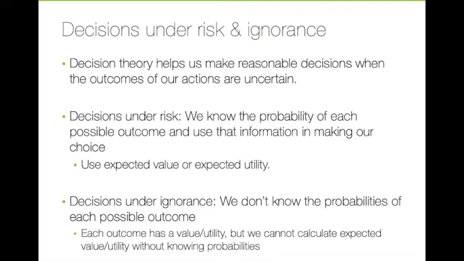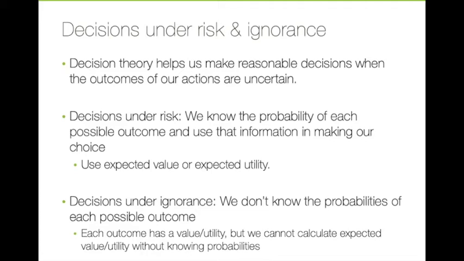So one kind of decision is the decision under risk. That's where we know the probability of each possible outcome, and we use that knowledge when we make our choice. That's what's going on when we use expected value or expected utility and compare the expected value or utility of our different choices, maximizing that value.